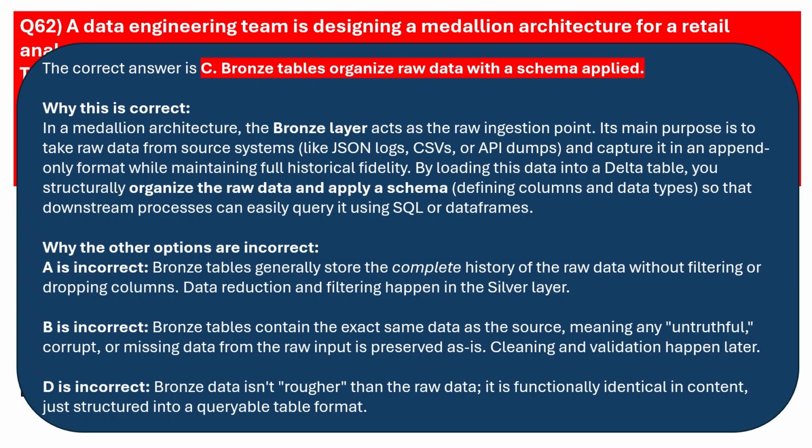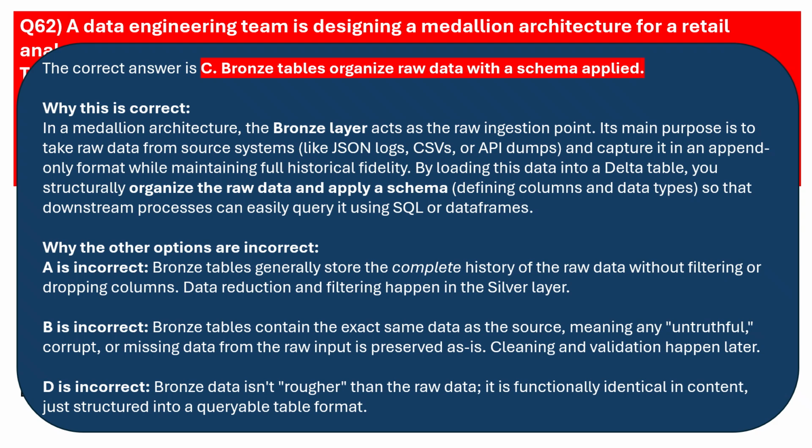Why this is correct? In a Medallion architecture, the bronze layer acts as a raw ingestion point. Its main purpose is to take raw data from source systems, like JSON logs, CSVs, or API dumps, and capture it in an append-only format while maintaining full historical fidelity. By loading this data into a Delta table, you structurally organize the raw data and apply a schema defining columns and data types, so that downstream processes can easily query it using SQL or DataFrames.